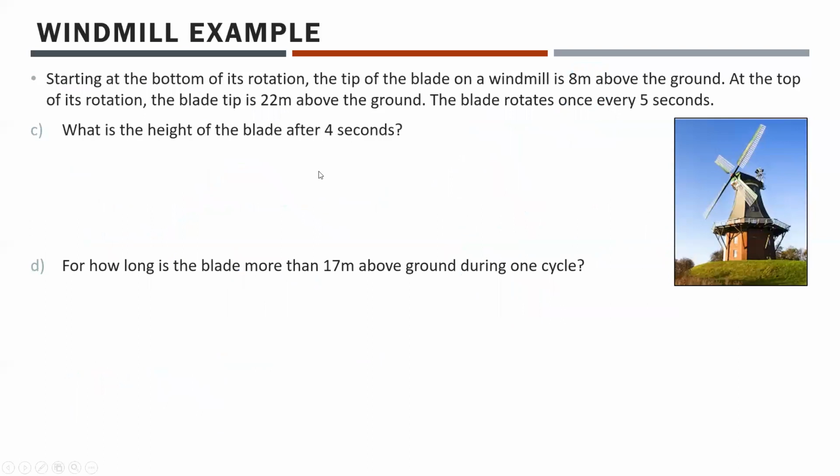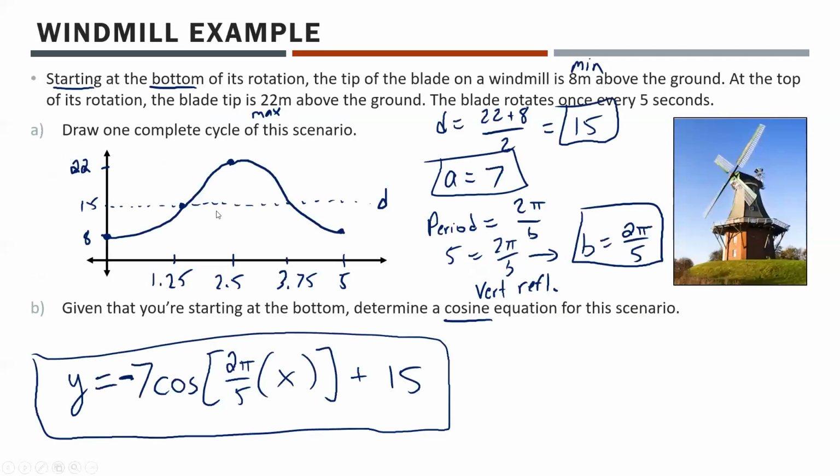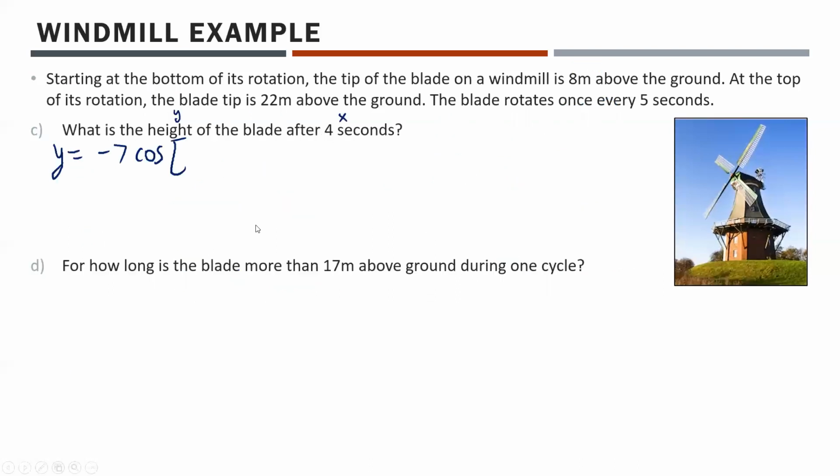All right, a couple more parts to this. What is the height of the blade after 4 seconds? Well, here's what's nice. Remember, X was your time, and height was your Y. So in other words, you can just throw X is 4 into that old equation back there. So again, the old equation we had was Y equals -7 cosine, 2 pi over 5, X plus 15, got it. Literally just take X is 4 and throw it into here.